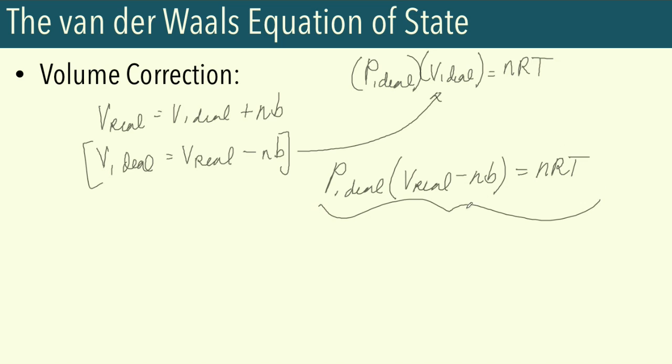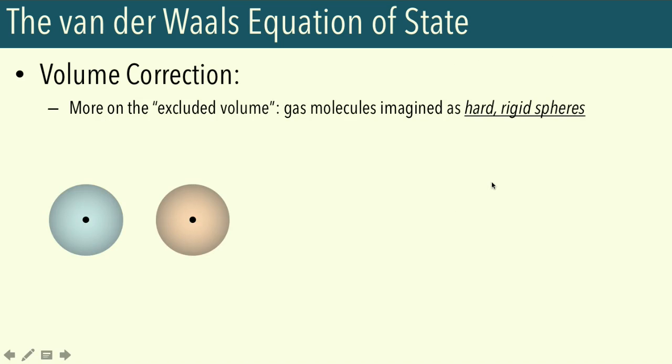Let's look more closely at this term over here, our B term. This tells us something about the excluded volume, right? So let's look more at the excluded volume. The van der Waals equation of state imagines our gas molecules as hard, rigid spheres. This is very similar to our consideration of molecular collisions. We have our two molecules over here, just colored in different ways in order to distinguish them. If they happen to collide with one another, this molecule is going to just touch this other molecule here.